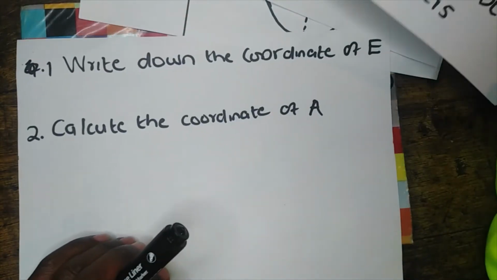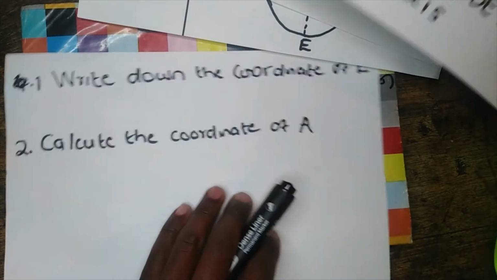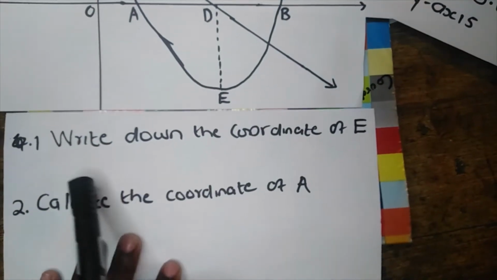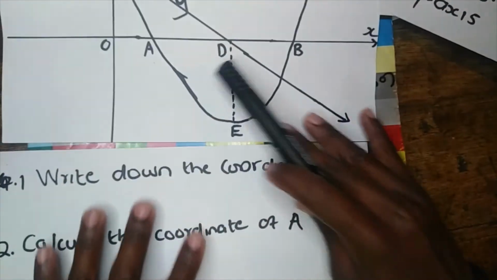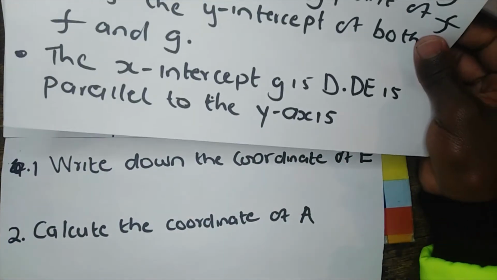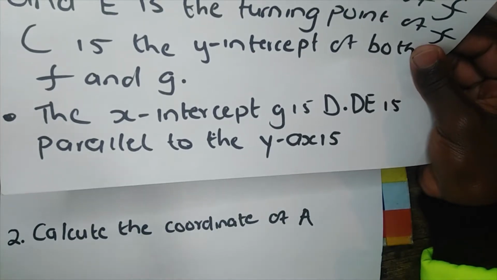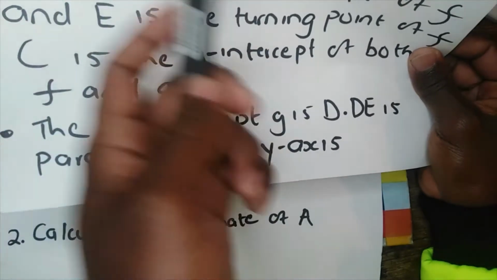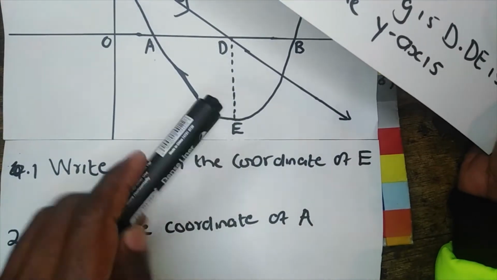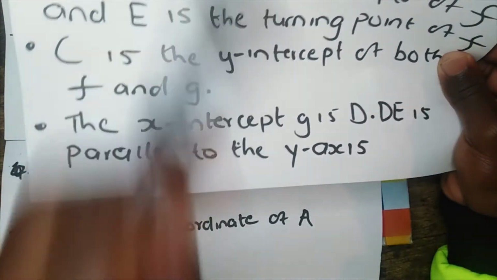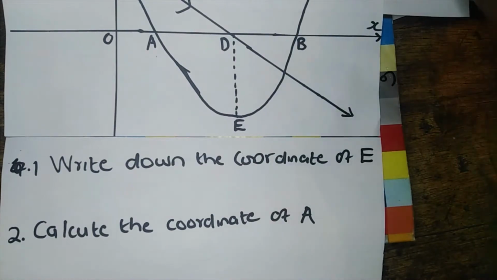So let's start with number 1. Number 1 says write down the coordinates of E. So here's E. They say write down the coordinates of E. When you look at the statement, f(x) is the equation of the parabola, so they need the coordinates of the turning point of the parabola.